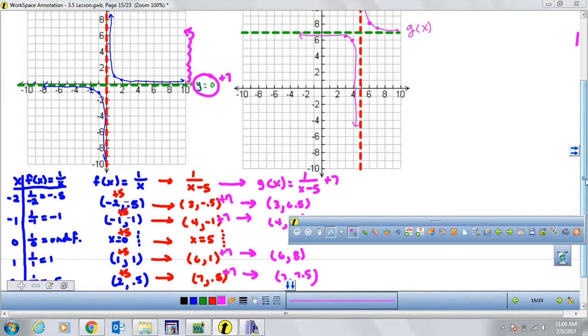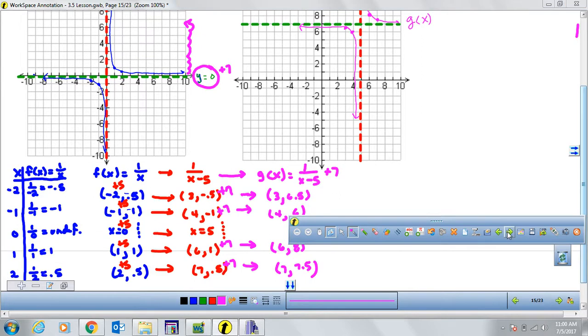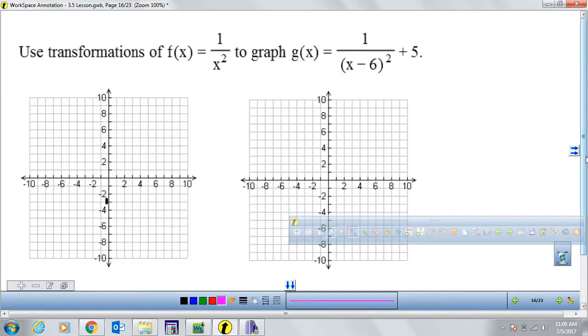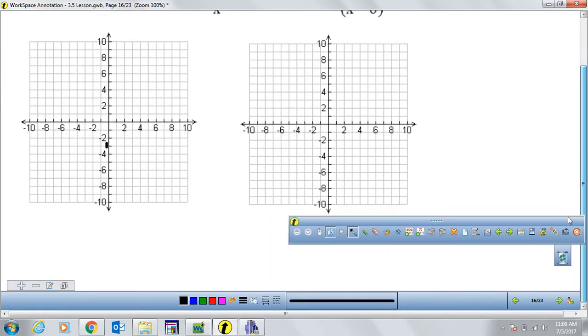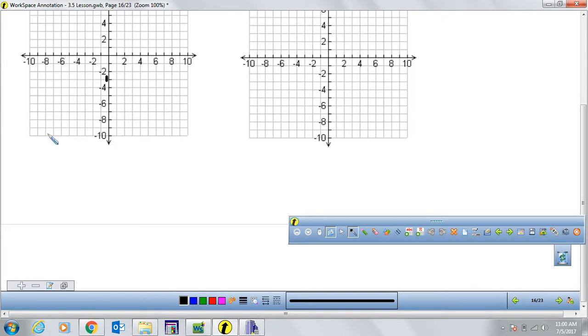So let's go ahead and do one more transformation. So we're going to use transformations of f of x equals 1 over x squared to graph g of x equals 1 over (x minus 6) squared plus 5. So we're going to start with f of x, which is 1 over x squared.